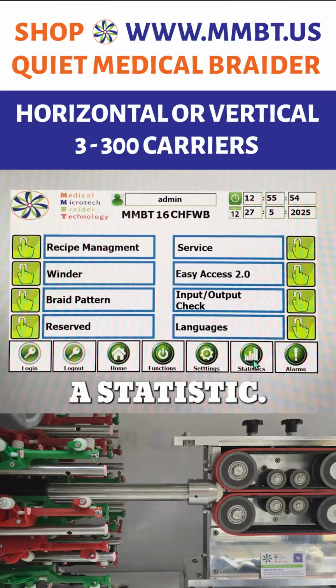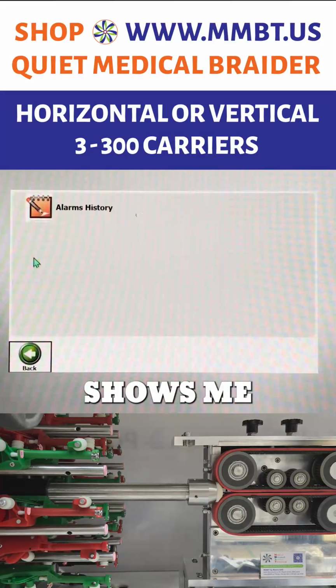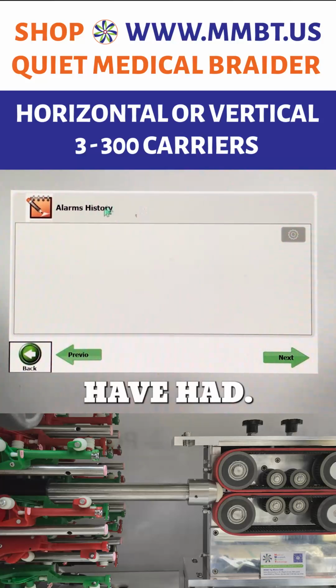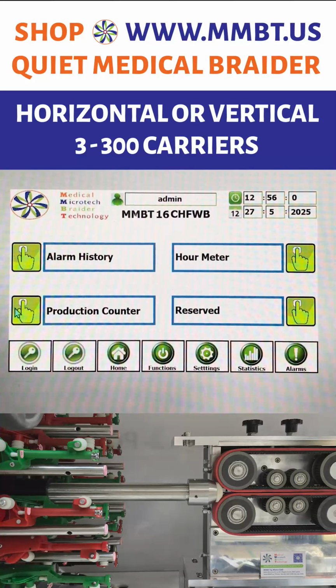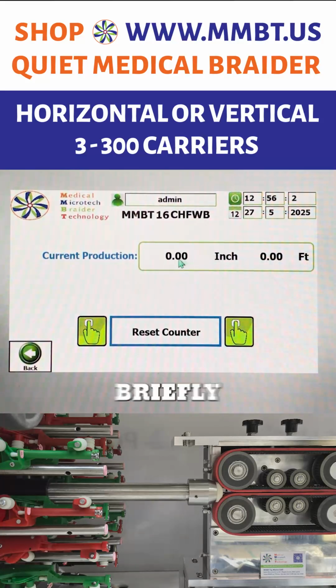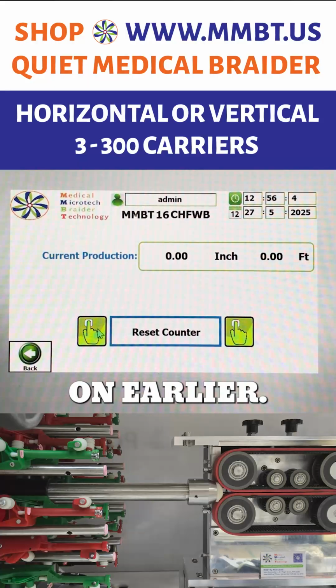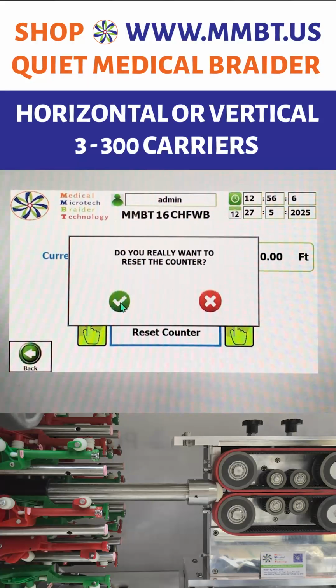Last menu is statistics. Shows me what alarm history I may have had. My production counter that I briefly touched on earlier. I'm able to reset the counter here if I so desire.